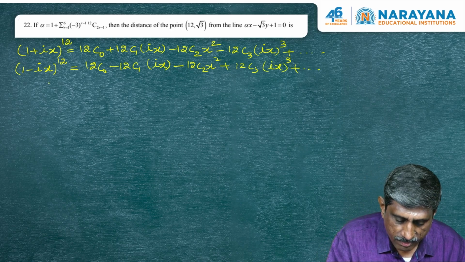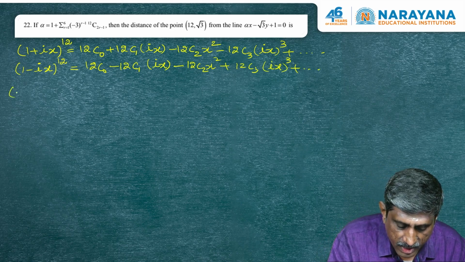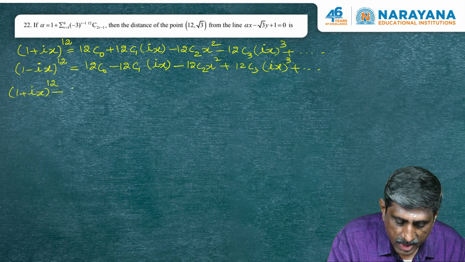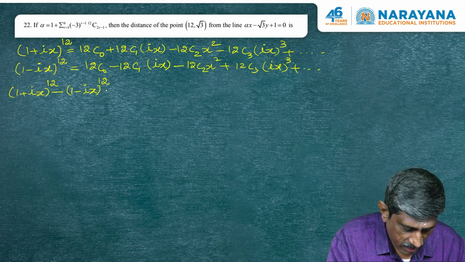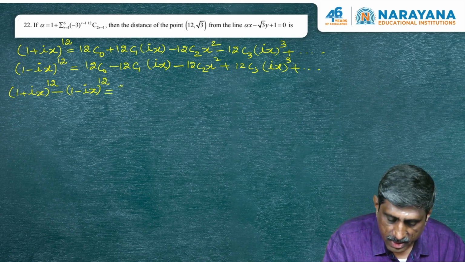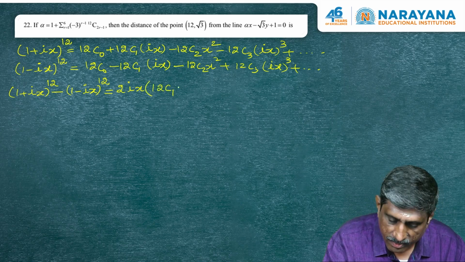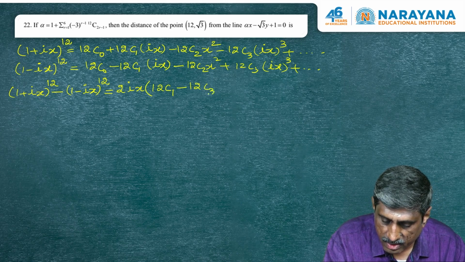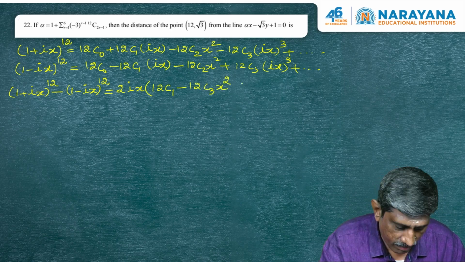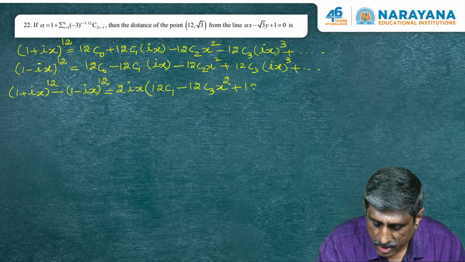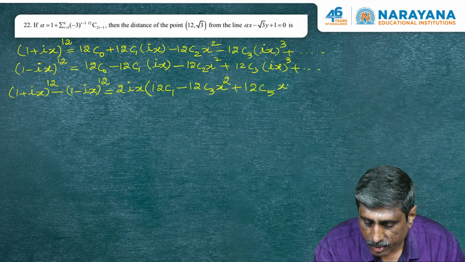When we subtract both of them, 1 plus ix whole to the power of 12 minus 1 minus ix whole to the power of 12 is equal to, we clearly understand that 2 times ix, if you take it common, is going to be 12c1 minus 12c3 into x square plus 12c5 into x to the power of 4, minus, and so on.